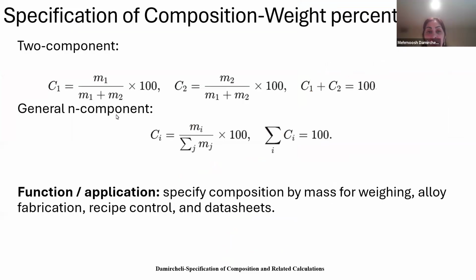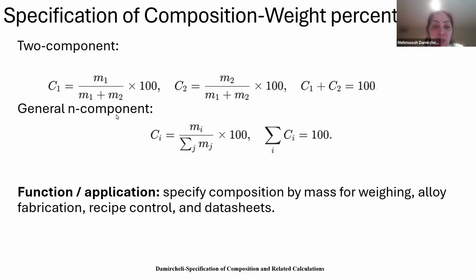First, talking about weight percent. Weight percent is one of the most common ways to express the composition of materials. It tells us the mass fraction of each element or component in the alloy relative to the total mass that we have. For example, if we have only two elements, 1 and 2, C1 is the mass of element 1 per total, that is M1 over M1 plus M2, times 100, or C2 is M2 over M1 plus M2, times 100, and the summation of them should be 100.